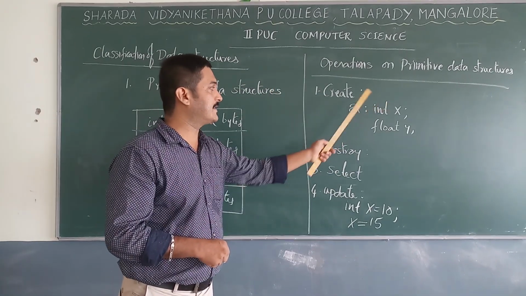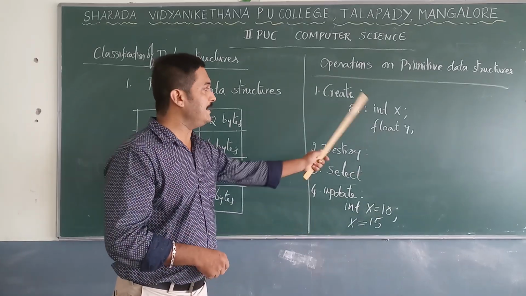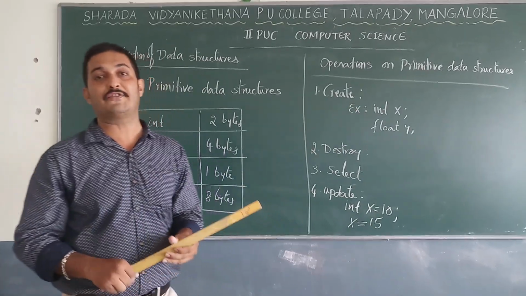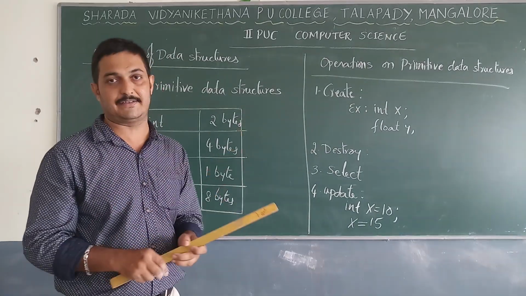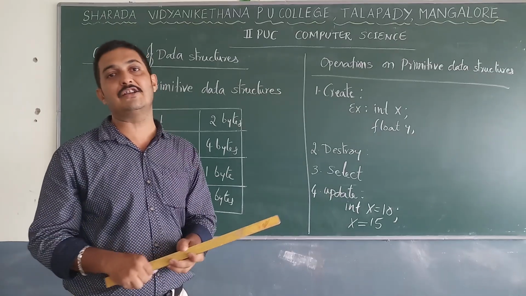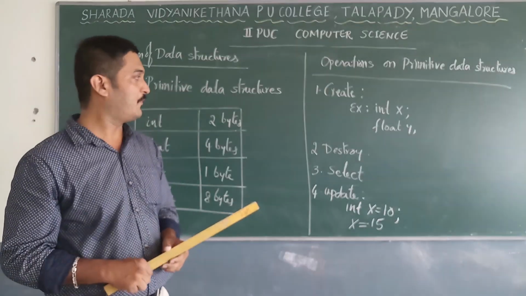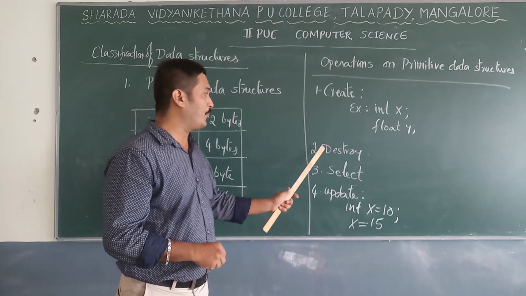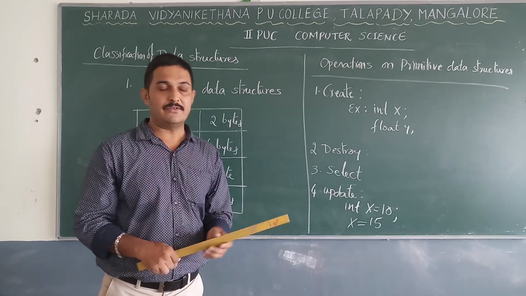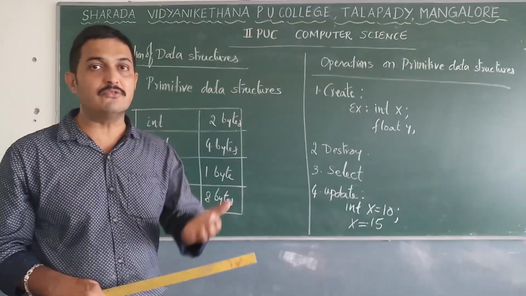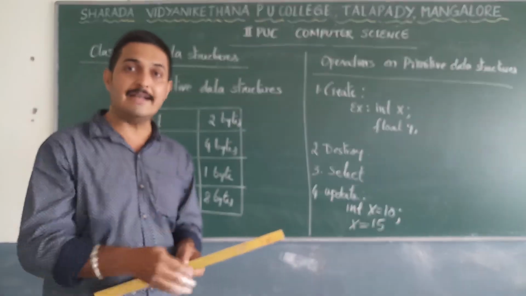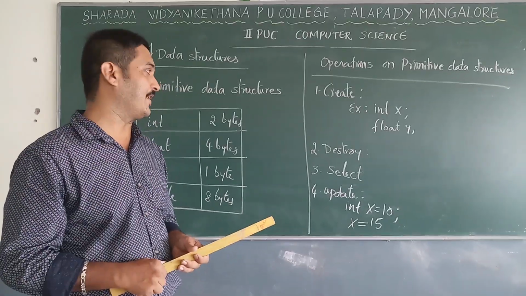Here int x and float y. Int x reserves 2 bytes of space to the variable x, and float y reserves 4 bytes of space. The second operation is destroy. Destroy operation is to remove the data structure or to delete the data structure.